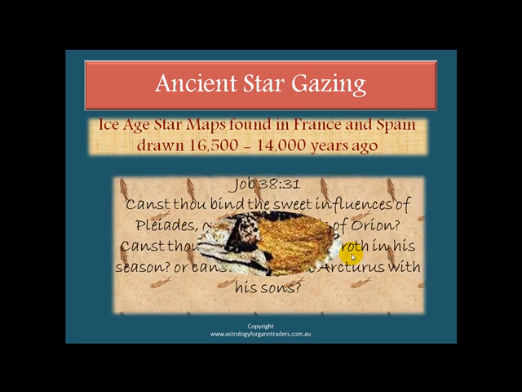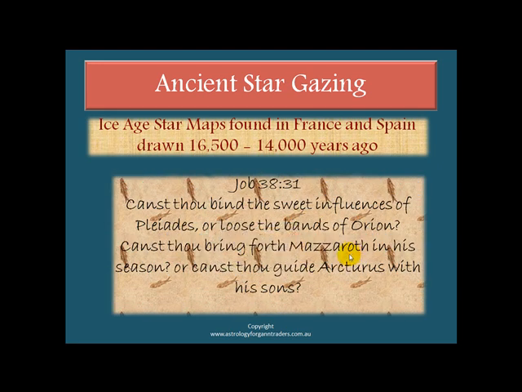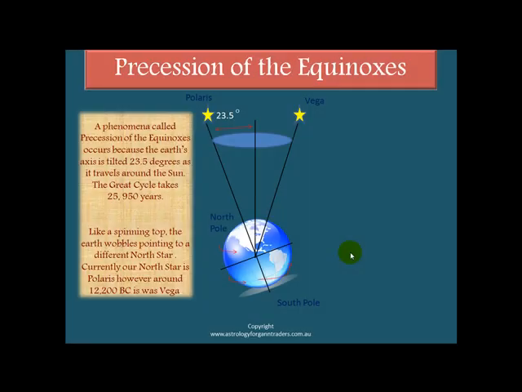Now, even in the Bible, the Pleiades was mentioned in Job. Job actually mentions that he's one of the authors in the Bible that is one of the most important, obviously, because of all the astrological references in here. "Canst thou bind the sweet influence of Pleiades, or loose the bands of Orion? Canst thou bring forth Mazzaroth in its season, or canst thou guide Arcturus with his sons?"